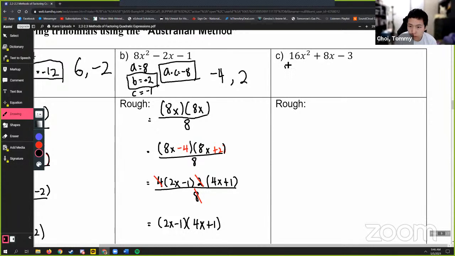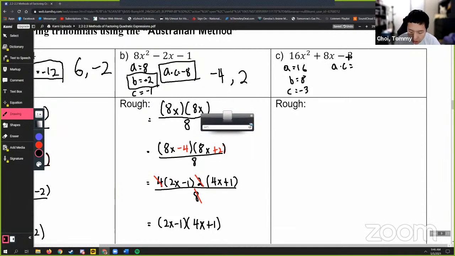So here, writing down, can I common factor this? No. 16, 8, and 3 have nothing in common. So we're just going to write A is equal to 16, B is equal to 8, C is equal to negative 3, and A times C is equal to 16 times negative 3, and that's going to give me negative 48.